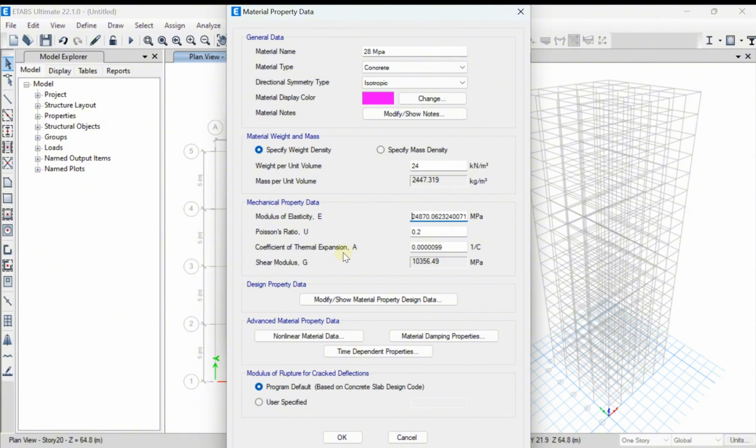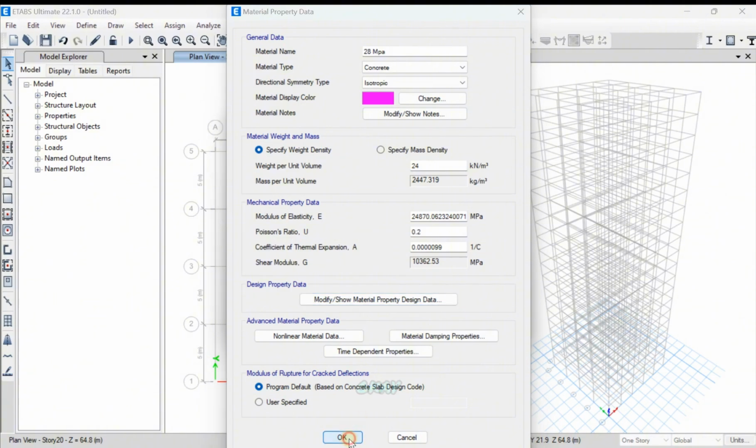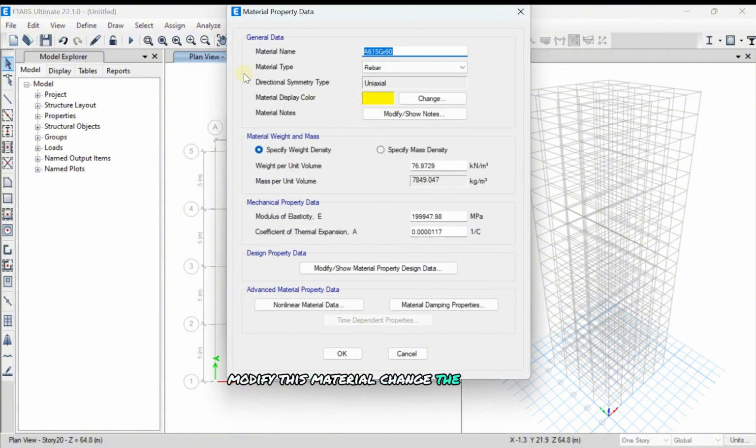Enter. And Poisson ratio is 0.2, and coefficient of thermal expansion A is the same default. And design property data, modify fc', it's equal to 28. Okay. And we have to modify the rebar type, modify this material, change the name to FY 420.